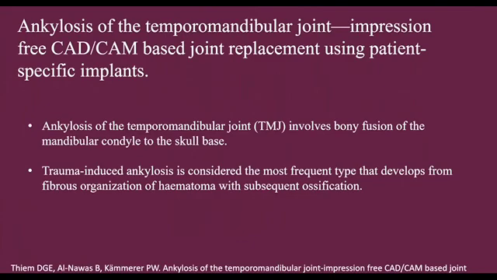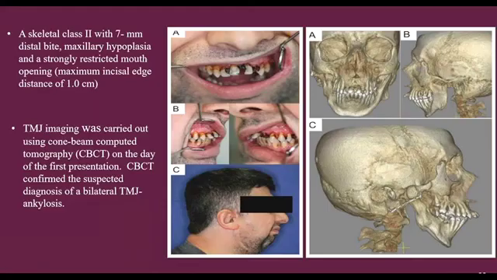Ankylosis of the temporomandibular joint: impression-free CAD/CAM based joint replacement using specific implants. Ankylosis of the temporomandibular joint involves the bony fusion of the mandibular condyle to the skull base. Trauma-induced ankylosis is considered the most frequent type, and it develops from fibrous organization of hematoma. Skeletal class 2 with 7 mm distal bite, maxillary hypoplasia, and strongly restricted mouth opening was seen. TMJ imaging was carried out using cone beam computed tomography on the day of first presentation.